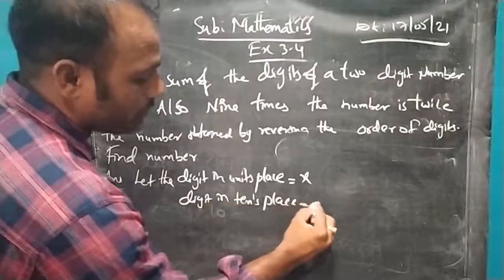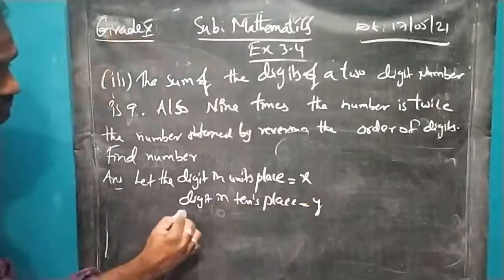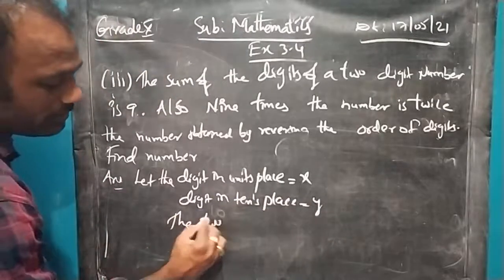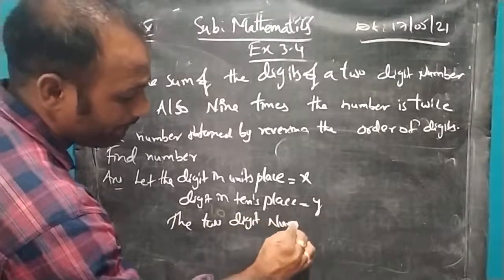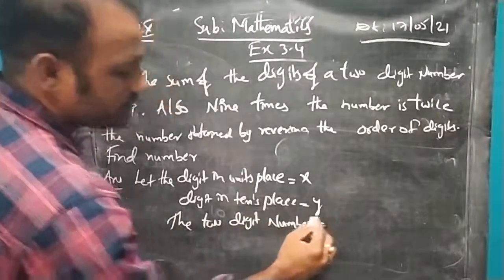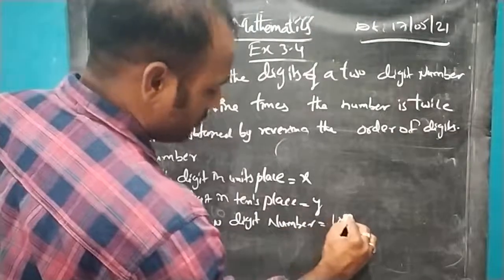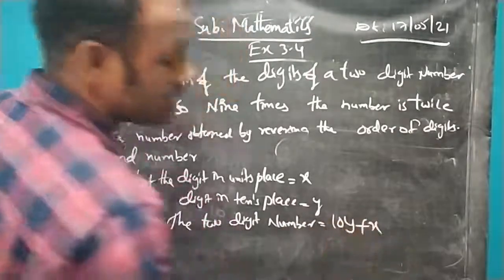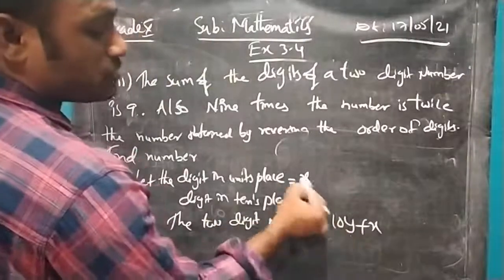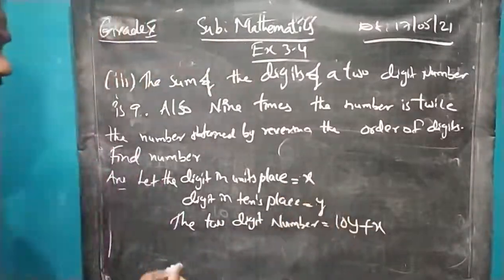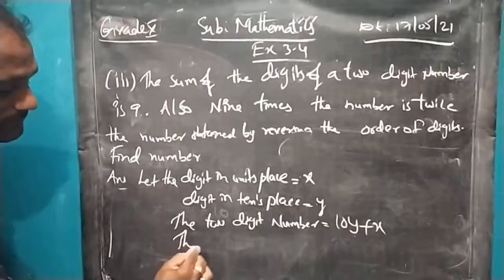It is y. Therefore, the 2-digit number is equal to 10y plus x, because 10 into 10's place plus 1 into 1's place. 10y plus x.